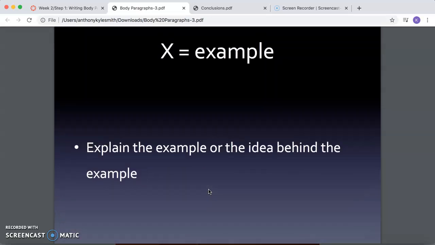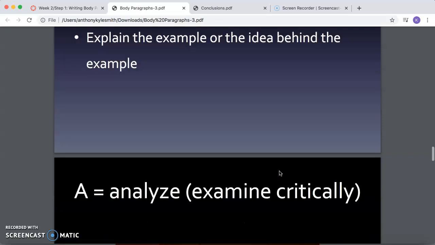And I messed up on the PowerPoint here, so just listen to what I have to say. Don't necessarily read this part here. But the X in Texas is for example. As humans, we're geared to better understand something, to grasp something, to get our heads around something more easily if we have an example of whatever it is the writer's talking about. So give an example of this topic that you've laid out.